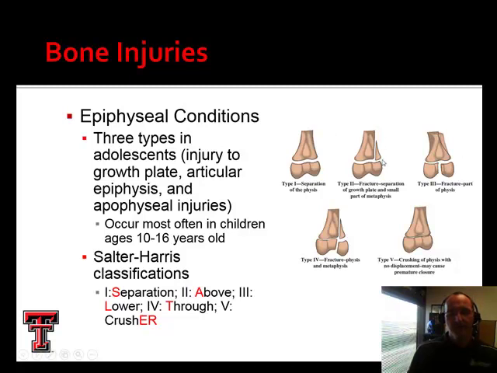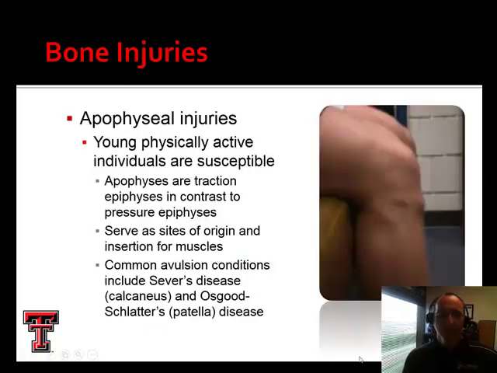So the name Salter, use that as a mnemonic. S means separation. A means we've got a fragment above the joint line. Type 3, we've got a fragment lower than the joint line, the L in Salter. Type 4 is through. It's all the way through the top and the bottom. These are particularly complicated. In a type 5, even more so, and healing becomes increasingly problematic depending on which of the types we have, 1 through 4, 1 being the simplest. Type 5, we get the growth plate crushed shut, and it may stop long bone growth at that point.